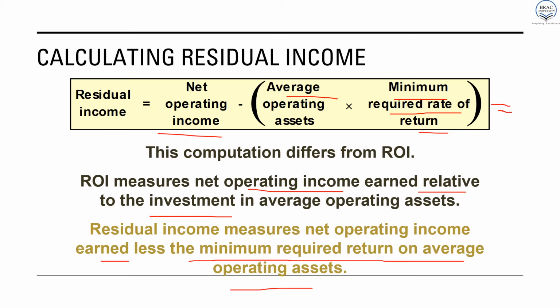But in ROI, we don't have that opportunity, because in ROI we just take our investment and the net operating income correspondingly. Here in residual income, we deduct the corresponding charge on my operating assets so that we know what is left over from my net operating income. If anything is left, that is my RI.